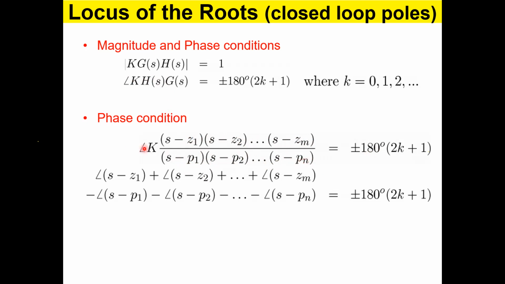Then when k comes in, k is not going to have any phase because k is a real number. So therefore, the entire phase here is determined by this S. You can put different S values and see for yourself whether it satisfies this phase condition. If it is the case, that S is on the root locus. If a certain S does not satisfy this phase condition, that S is not on the root locus. So that is the one thing you need to remember going forward.